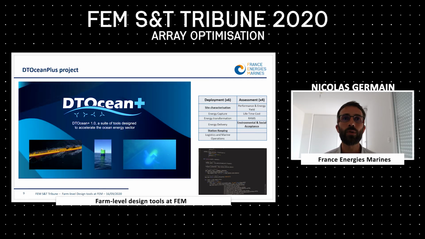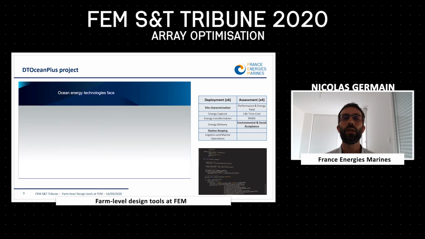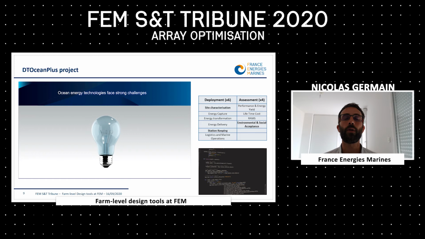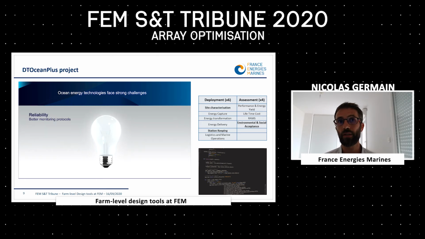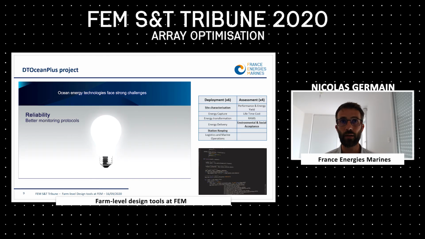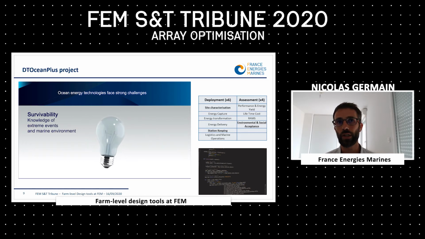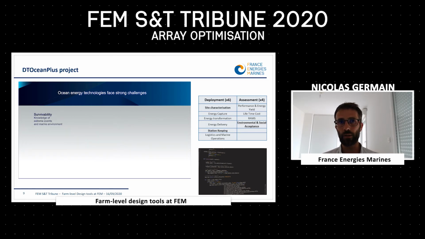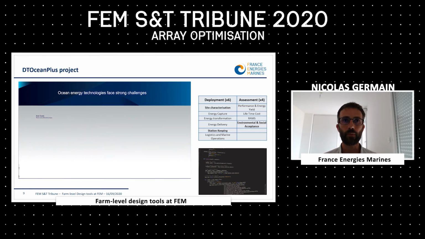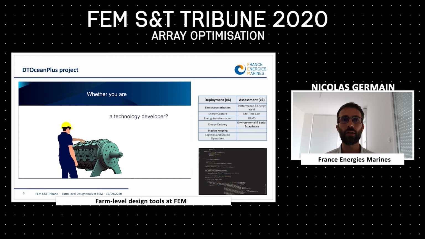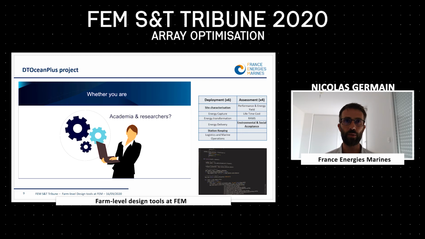Deployment tools are site characterization to define the environmental loads that your farm will see. Energy capture is layout optimization. Energy transformation is about power takeoff. Energy delivery is, as already mentioned, electrical topology. Station keeping is also mentioned in Deterioration 1, and mooring, anchoring, and foundation. And the last one is about logistics, marine operation for installation, operation, maintenance, and decommissioning.